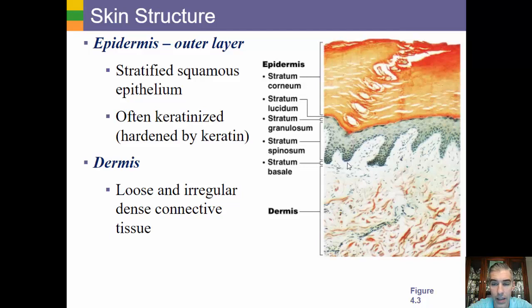And then finally, after you get past this layer, we move into the dense irregular connective tissue and loose connective tissue that is found in the dermis. So your epidermis is the top layer, and then the dermis is the middle layer, and that's where a lot of the functional parts of the skin are actually located, which we're going to look at in a minute.